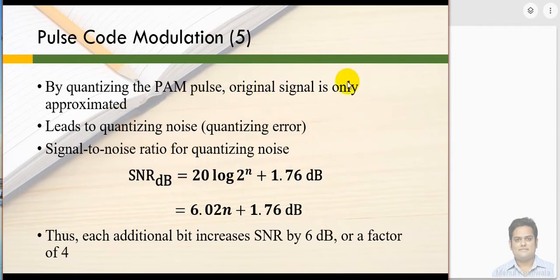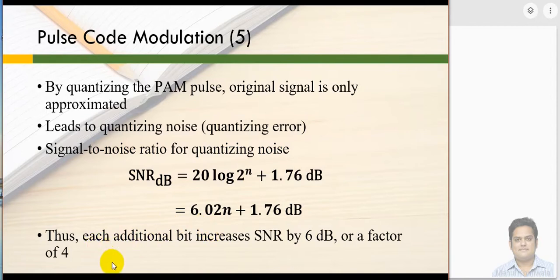Now this approximation is going to lead to quantizing noise or quantizing error, fine. Quantizing error we can define in terms of signal to noise ratio in decibels. The signal to noise ratio in decibels can be defined as 6.02 times n plus 1.76 dB, right? This is the way we identify quantizing noise with respect to signal to noise ratio. This is the original equation to identify this.